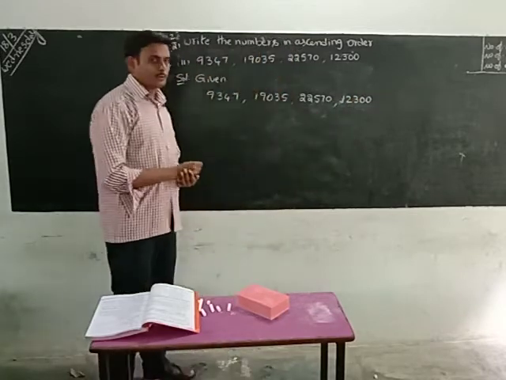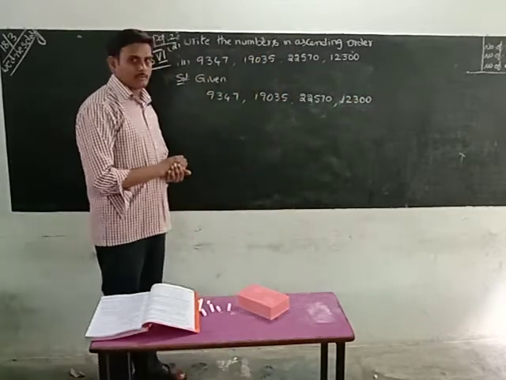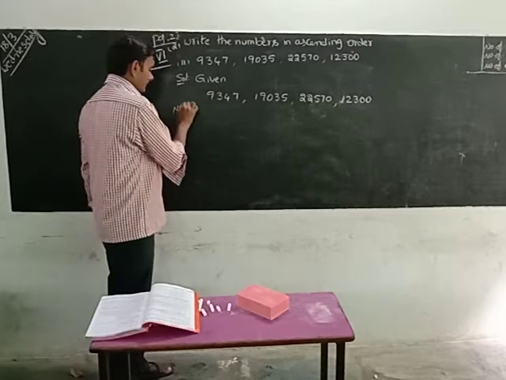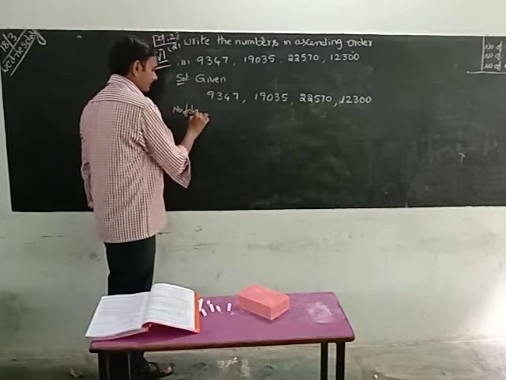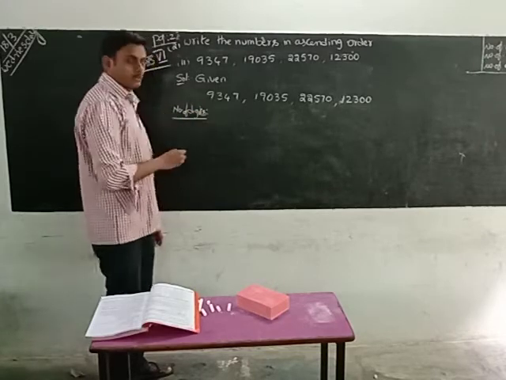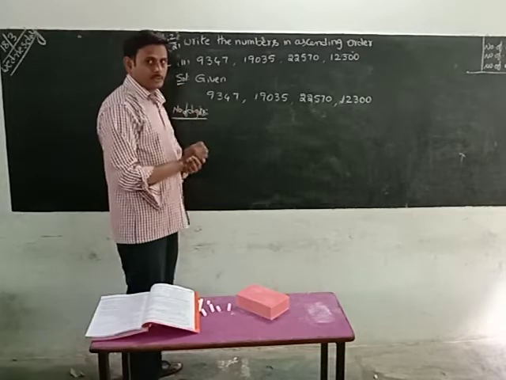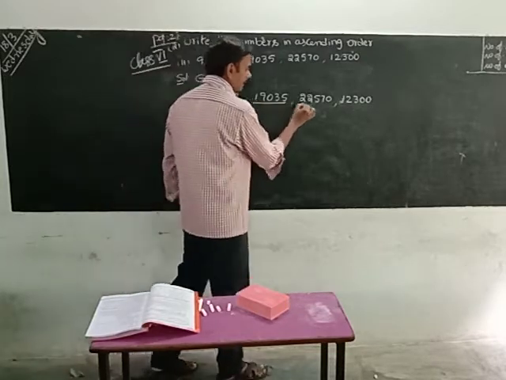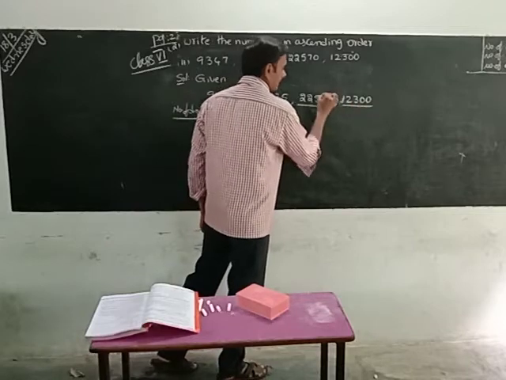Now we have to count the number of digits. This is the given number of digits. We want to find this. How many numbers are there? First, we want to identify here. This is one number, this is another number, this is another number, this is another number.